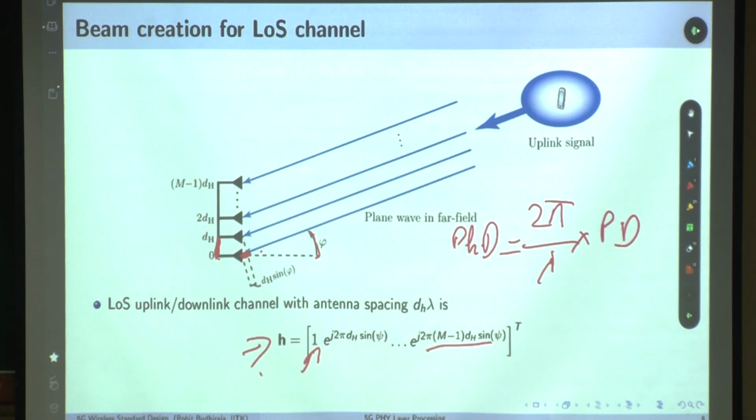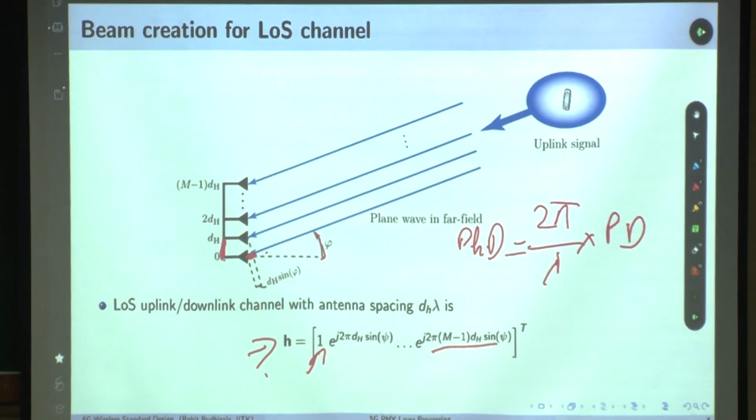Okay, in which direction? In direction phi, correct? And this is very easy to find out. Why? Because if you have to create a beam in a particular direction, and what is the direction? Phi. You know the channel already, the line of sight channel. This has nothing to do with the user location or anything. This is a simple line of sight channel.